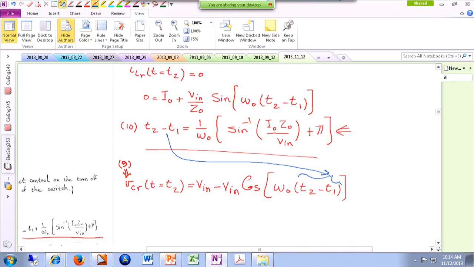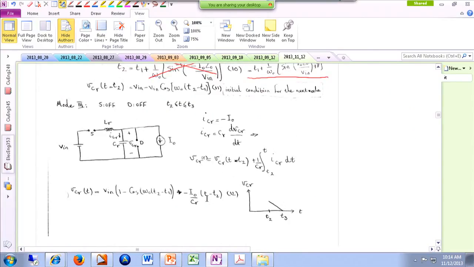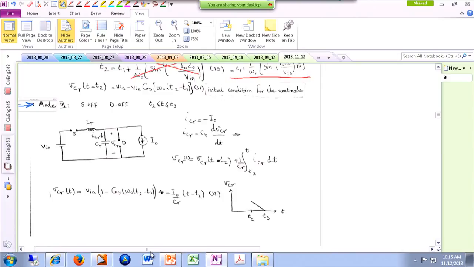At the end of this mode, I know that the current of the resonating inductor is back to zero, and that's when I have to turn the switch, or I better turn the switch off. And I know how much voltage I have across my resonating cap. And now I turn the switch off. So mode 3 starts. All right. Now mode 3 starts, meaning that I just turned the switch off because it was a good time, because the current of the switch was zero. And the diode is off to begin with because it's reverse biased, because the voltage of the cap is positive. Whenever the resonating cap voltage is positive, the diode is reverse biased.